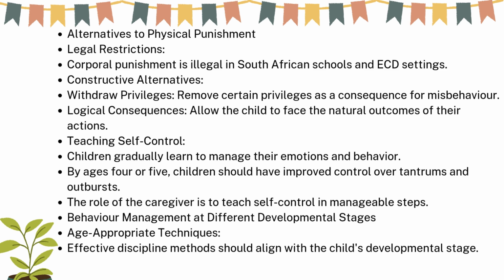Teaching self-control. Children gradually learn to manage their emotions and behavior. It takes time. It's not going to happen in one day. It's not going to happen in 10. It takes time. By ages 4 or 5, children should have improved control over tantrums and outbursts, which is a lack of self-regulation. While you always need to lay down the law, sometimes you come in with an iron fist and you say that is it with this tantrum. There are other times where you just need to hold the child, and there are other times where you just need to step back. And so you need to know how to handle the tantrum effectively, which is very difficult.